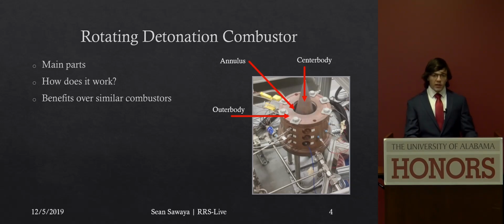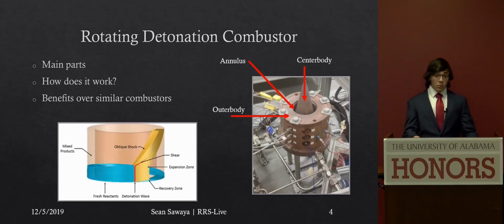So let's take a closer look at that annular region. In the blue, we have our fresh reactants that are constantly being pumped into the combustor from the bottom. Then we have our red line, which is our detonation wave, which travels around the center body multiple times per second, about 6,700 times per second, at about 2,000 meters per second. Then we have our yellow expansion zone behind that, which is our burnt products. Those will be pushed out of the combustor by the reactants that we're continuously pumping in, and the detonation wave will continue to propagate around.